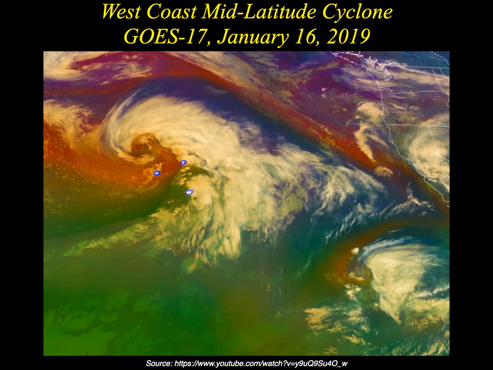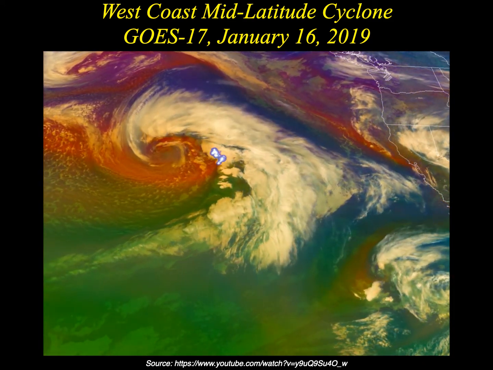So this is a typical mid-latitude cyclone. They're quite common off the west coast of BC and Oregon, Washington, California in the winter months. And here we see one from January 16th, 2019.